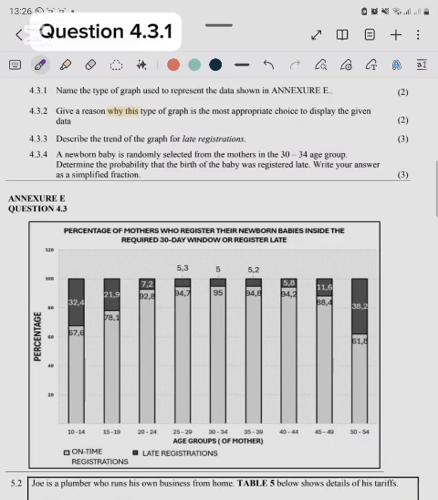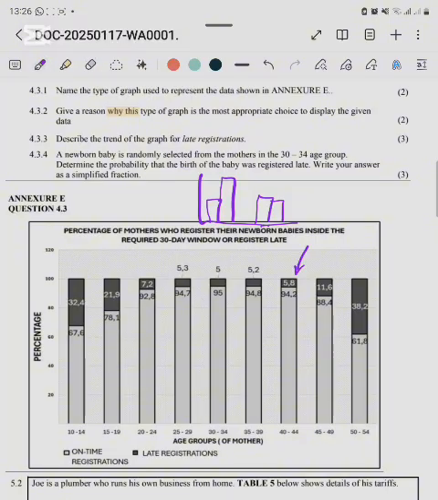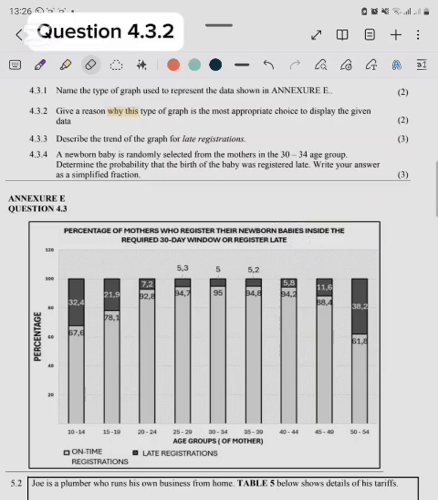It's not a double bar graph, because a double bar graph is when the bars of the same category are sitting next to each other. It does this kind of a thing. That's a double bar graph. A stacked or a compound bar graph is when they are on top of each other like this over here. So stacked or compound. Why is this an appropriate type or the most appropriate choice to display this data?